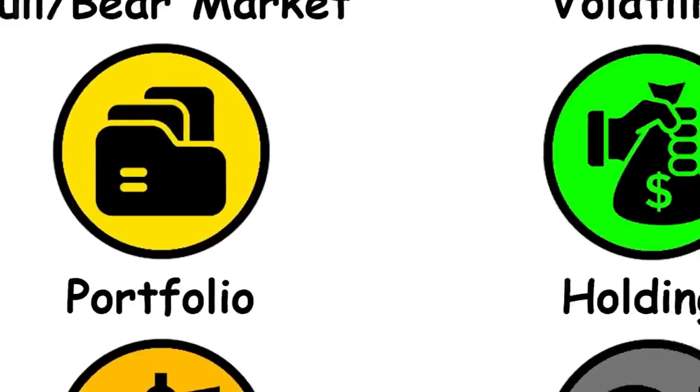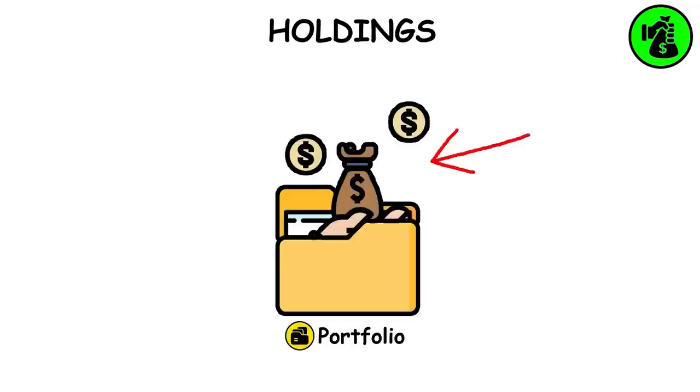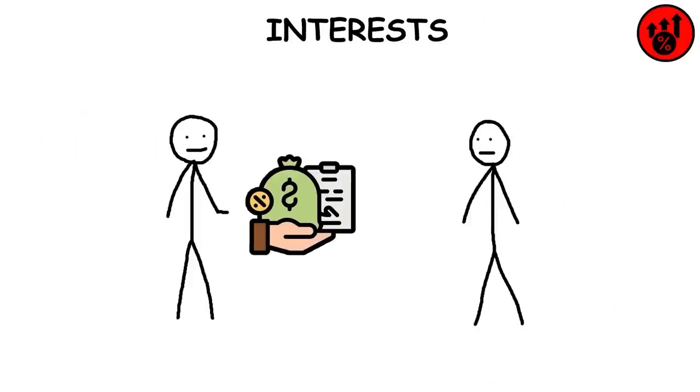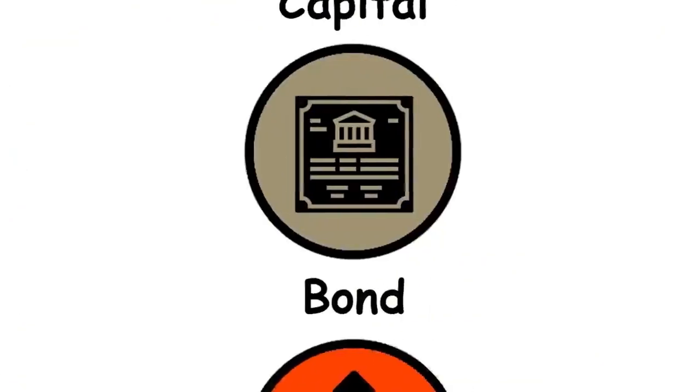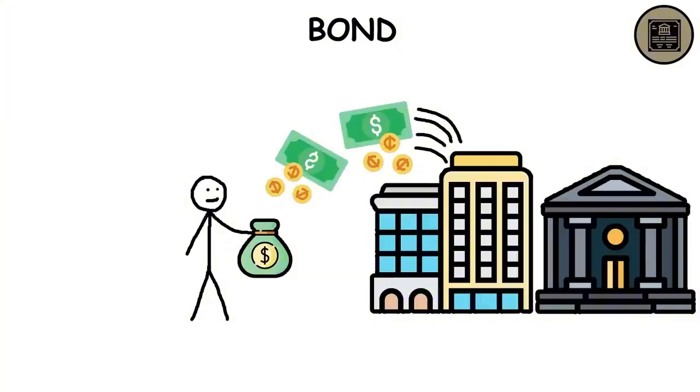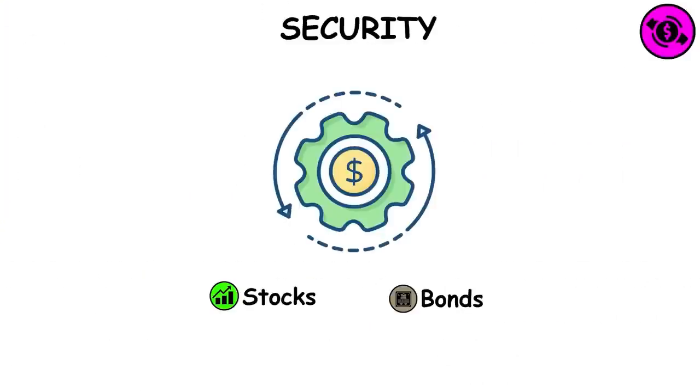Portfolio. Collection of investments owned by an investor. Holdings. Contents of a portfolio. Interests. When you get or give a loan, the one who is lending the cash usually wants more cash than what he initially lent. The extra cash that has to be given is called interest. Bond. When an investor gives a loan to a company or a government, the investor earns through interest. Security. Tradable financial instruments such as stocks and bonds.